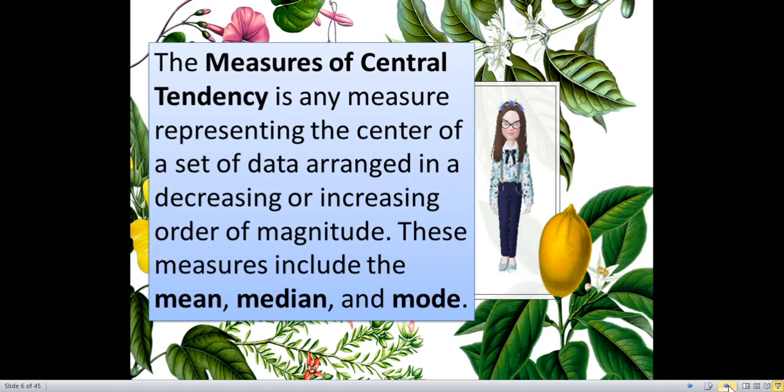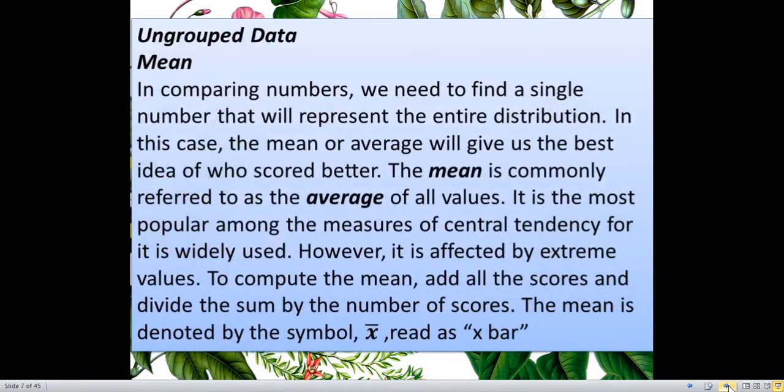The measures of central tendency is any measure representing the center of a set of data arranged in a decreasing or increasing order of magnitude. These measures include the mean, median, and mode. We're going to discuss first about the mean, median, and mode of ungrouped data.